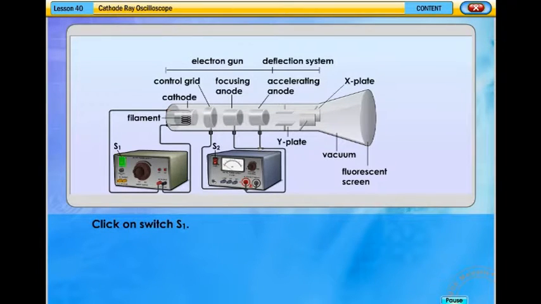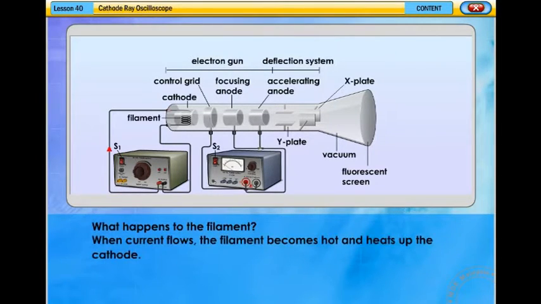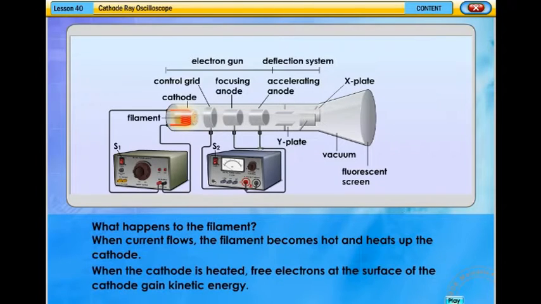Click on switch S1. What happens to the filament? When current flows, the filament becomes hot and heats up the cathode. When the cathode is heated, free electrons at the surface of the cathode gain kinetic energy.